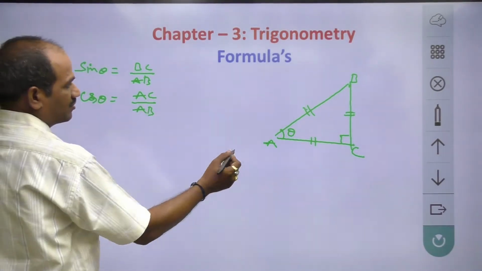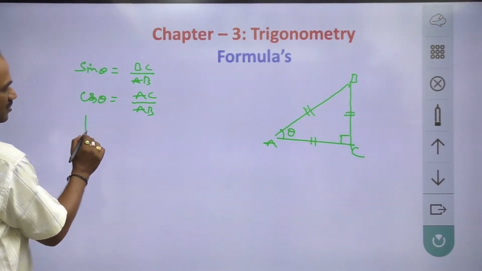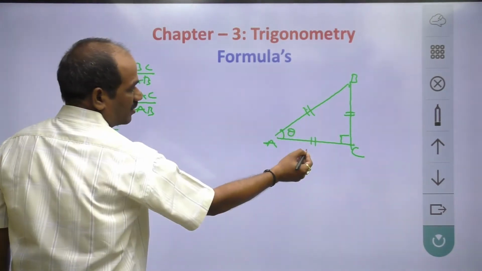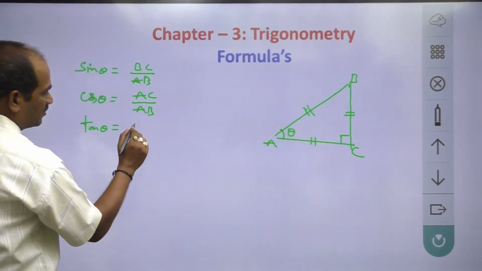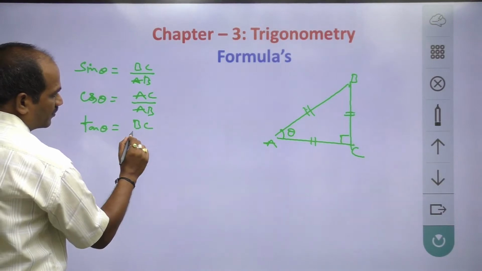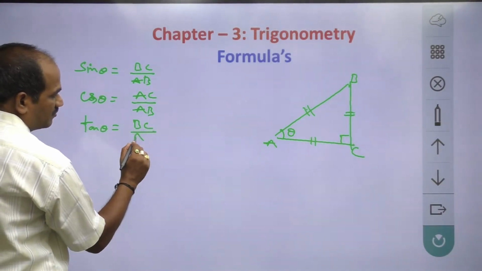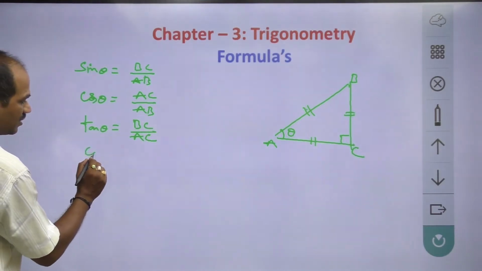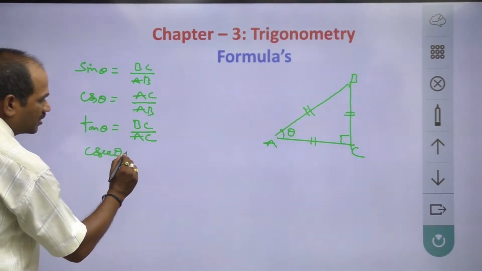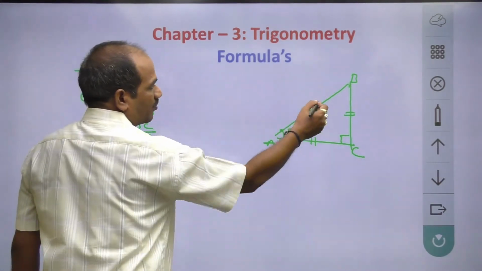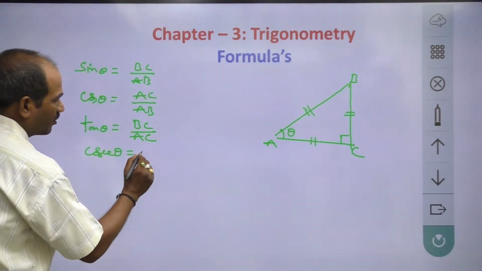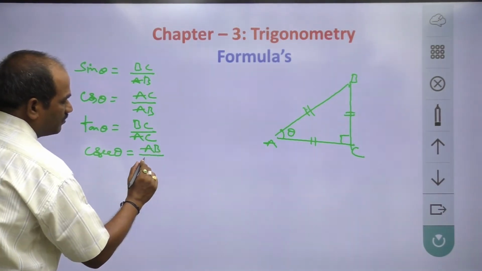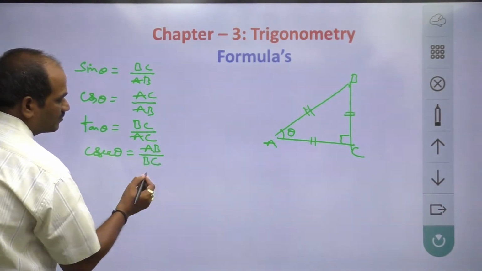Next, tan theta is equal to opposite side by adjacent side. Opposite side is BC, so that is BC by AC. Next, cosecant theta is equal to hypotenuse by opposite side. Hypotenuse is AB by BC, the opposite side.